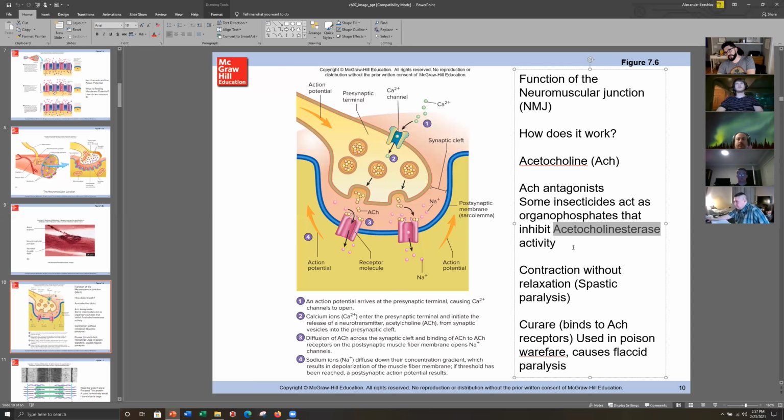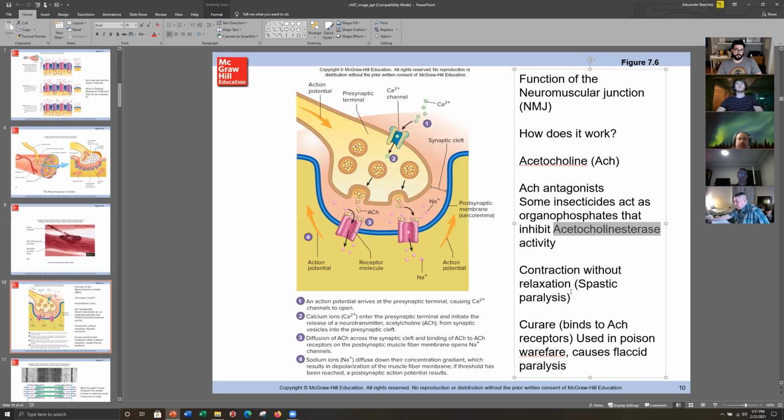But sometimes if we can inhibit this acetylcholine esterase, then we can effectively eliminate the body's ability to break down and recycle acetylcholine, and that can have adverse effects on the target cell. Like a muscle, for example, will cause something like contraction without relaxation, or spastic paralysis, right?